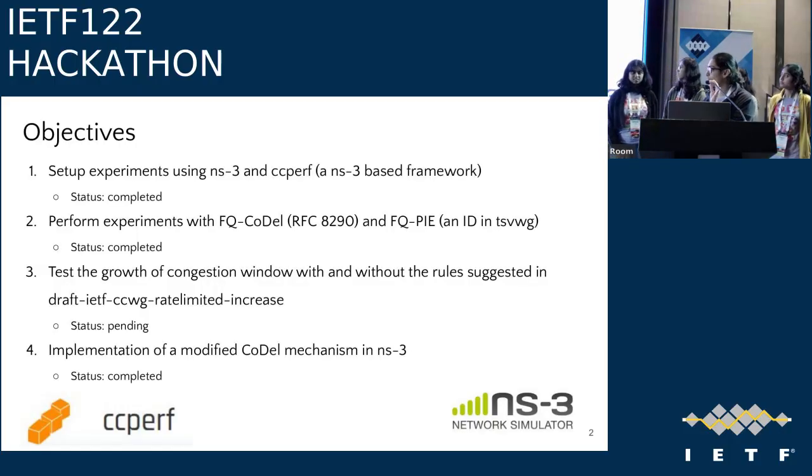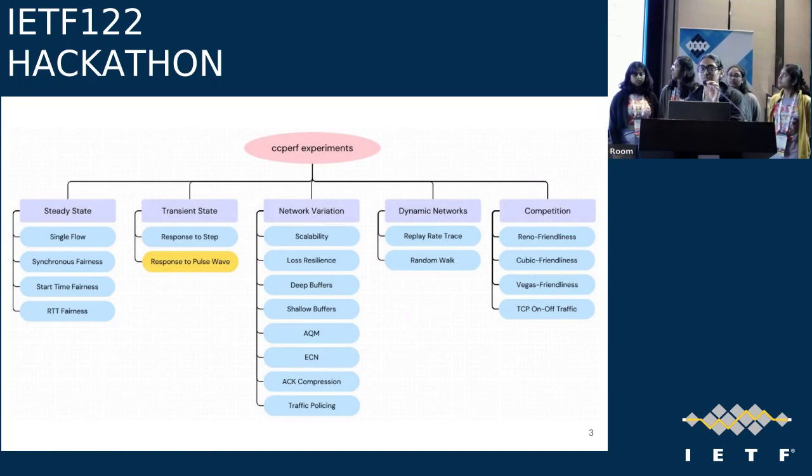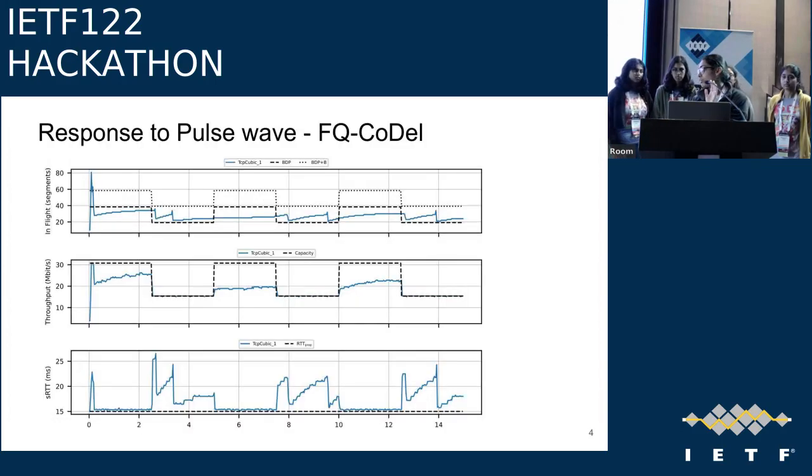Testing the growth of the congestion window with and without rate-limited increase is yet to be done. We plan on doing this this week, as well as testing it with CCPerf. And implementation of a modified CoDel mechanism was also completed by a remote participant. So these were the list of experiments that we performed with the help of CCPerf. This was basically evaluating the network performance under various network conditions. I will be sharing the results and observations we obtained with one of the experiments, that is response to pulse width. So what was the experiment?